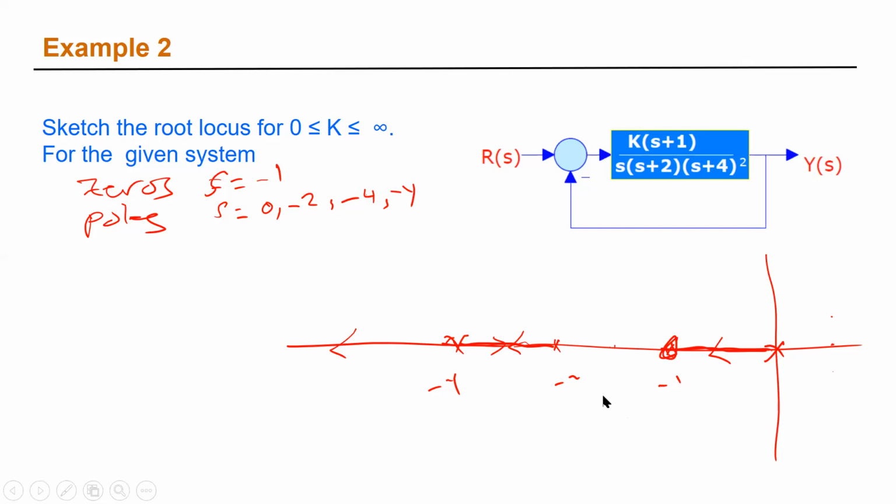Okay. Now, how many parts of the locus will go to infinity in here?